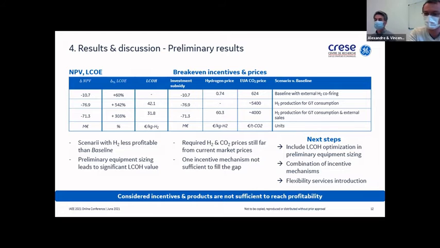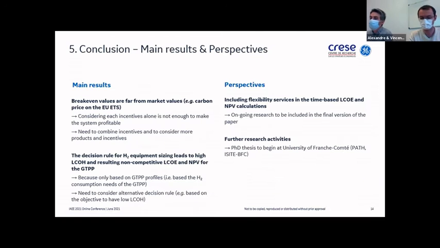I will leave the conclusion for Vincent. Thank you, Alexandre. Okay, for the conclusion, I would just remind the main results that Alexandre has presented. First, as we saw, the break-even values are far from the market value to be competitive, and especially if we consider the carbon price, we saw that it is by far higher compared with what we observe on the EU ETS. It's maybe explained by the fact that we consider each incentive alone, and as we saw, it is not enough to make the system profitable.